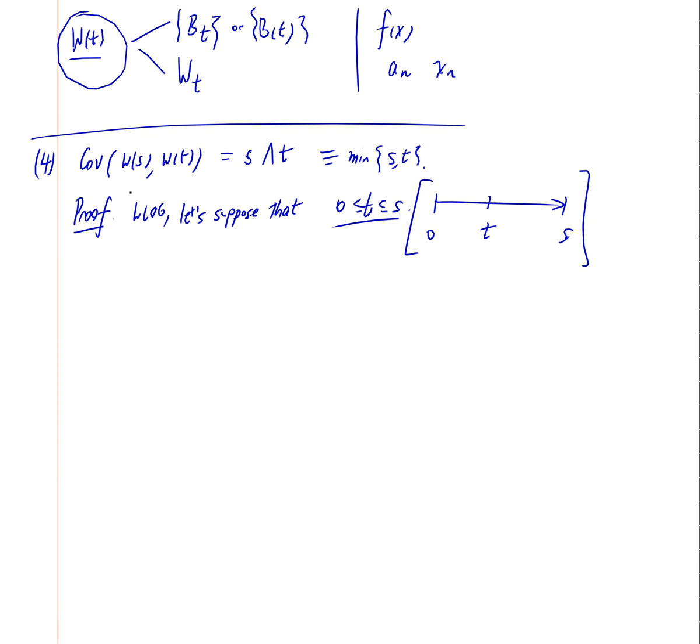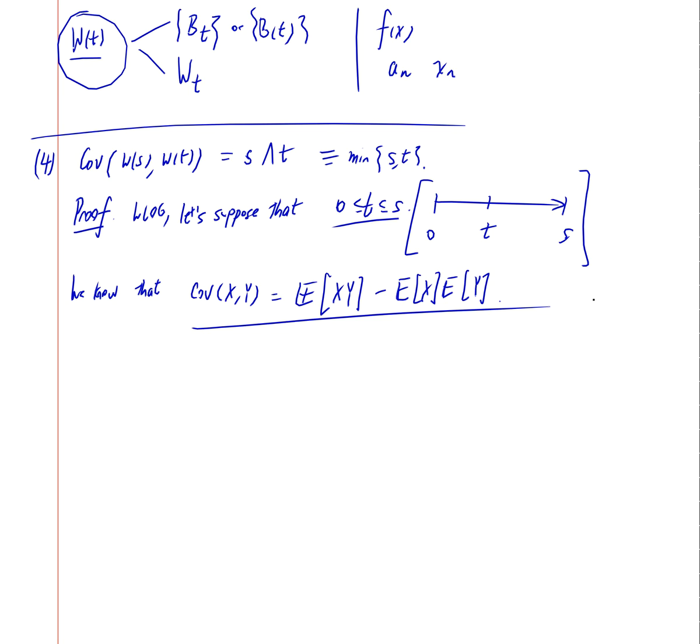So how do we compute the covariance of two processes or two random variables? Well, we know that the covariance of two random variables is just the expectation of the product minus the product of the individual expectations. This is the formula for covariance that I know of. There are other ways to do it, but I'm going to be using this formula itself. So if we apply this formula to what we're trying to show, the covariance of W_s, W_t is just going to be the expectation of W_s times W_t, minus the individual expectations.